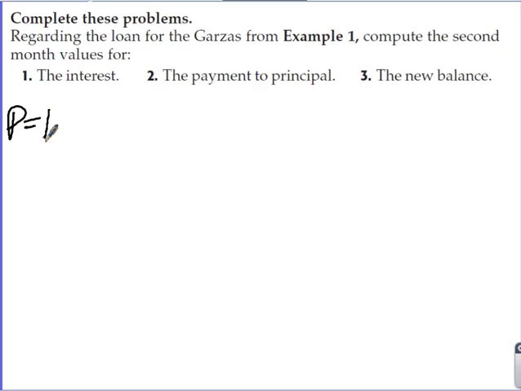Okay, 1504.93 was your new principal that you just came up with. Complete these problems regarding the loan for the gardens from example 1. Compute the second month values for the interest, the payment to principal, and the new balance. Okay, so 1504.93 is your new principal. I'll give you a couple minutes. Go ahead and find each of those things just like we did.